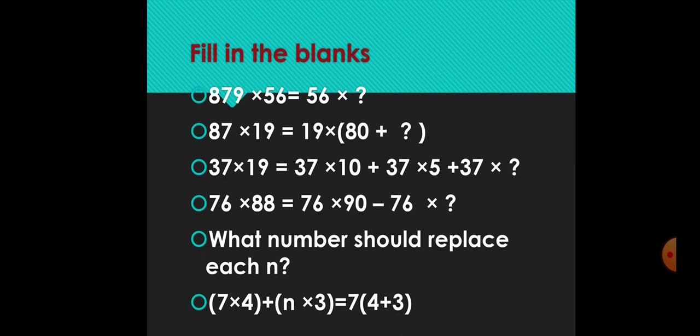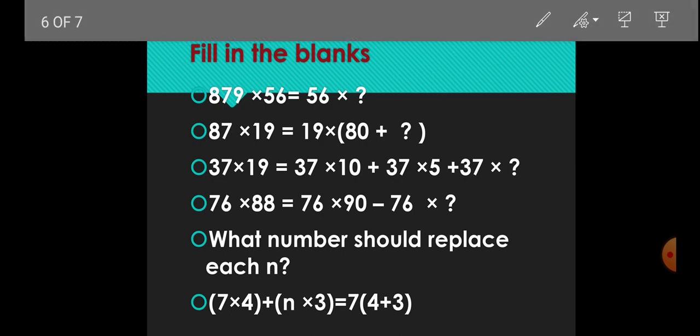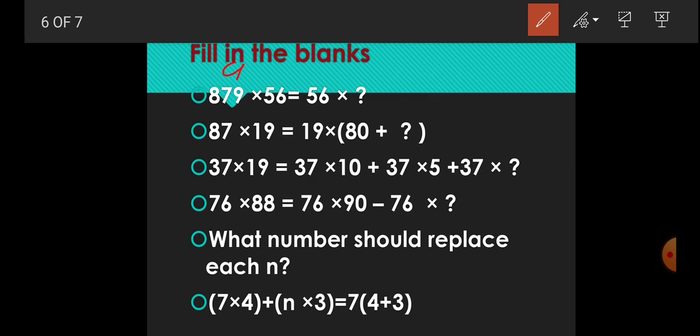Now see, fill in the blanks. 879 multiplied by 56 equal to 56 multiplied by what? Suppose 879 is a and 56 is b. a multiplied by b equal to b multiplied by a. What? We change the order, means commutative property. The answer is 879. Next, 87 multiplied by 19 equal to 19 multiplied by, in bracket, 80 plus which number is coming here? The answer is 7.